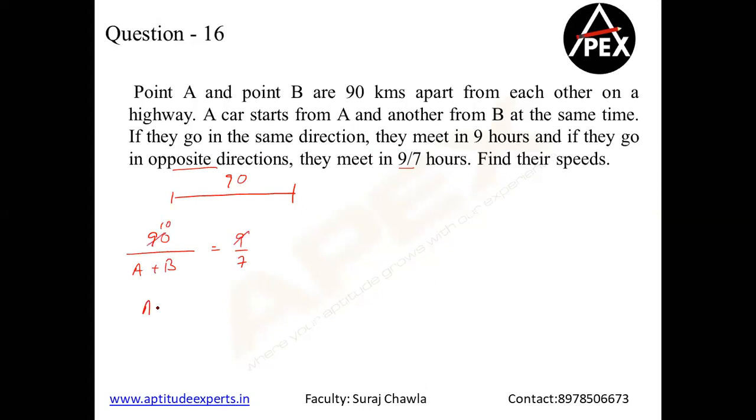So what do you get directly from here? I get A plus B is equal to 70. Now again, both of them are here and they are moving in the same direction and they meet after 9 hours. So again, if they start together, the distance separating them is 90. If they are moving in the same direction, it is A minus B. Now they are meeting in 9 hours. So that means I directly get A minus B is equal to how much? 10.